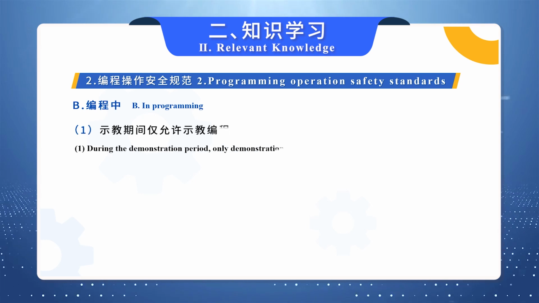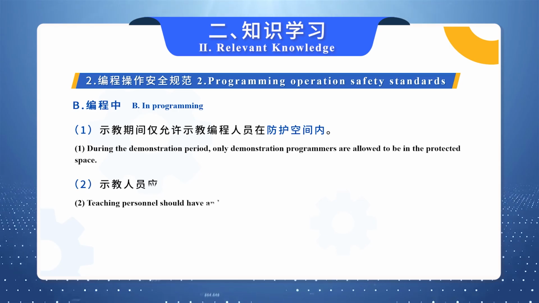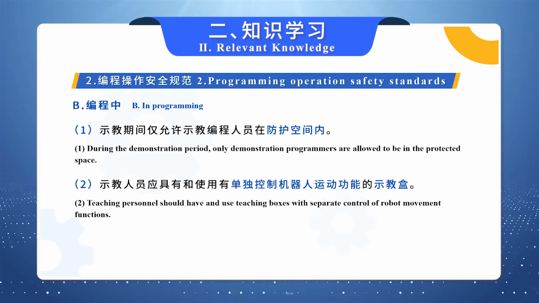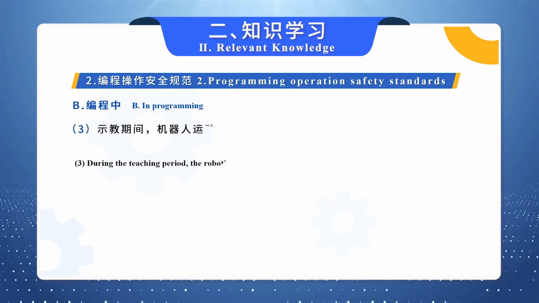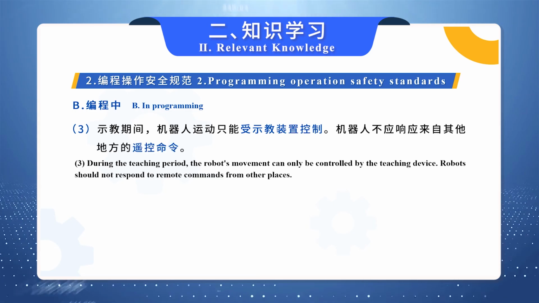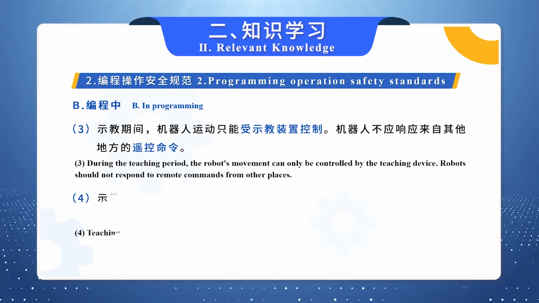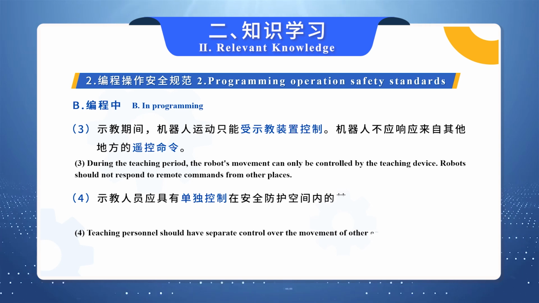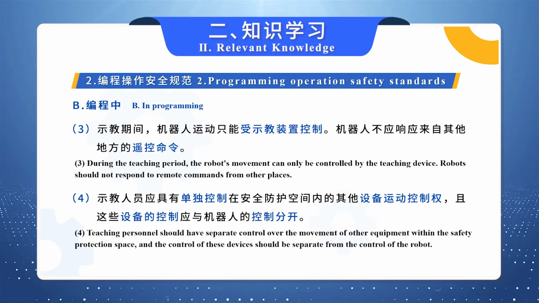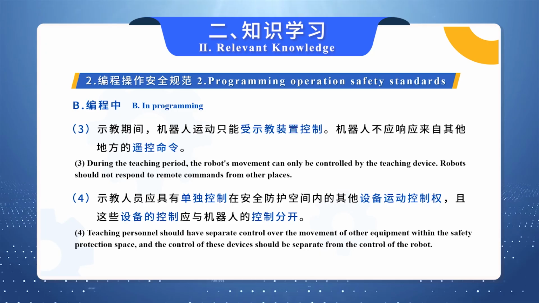2. During programming. 1. Only teaching and programming personnel are allowed in the protection space during teaching. 2. Teaching personnel should use a teach pendant with independent control over the robot's motion functions. 3. During teaching, the robot's motion can only be controlled by the teach pendant, and the robot should not respond to remote control commands from other sources. 4. Teaching personnel should have independent control over the motion of other equipment in the safety protection space, and the control of these equipment should be separated from the robot's control.